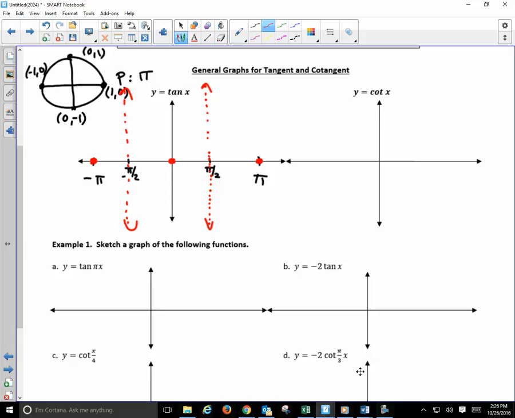Now, the shape that the graph makes is like this. It follows along the asymptote until it crosses through, and then it follows along the asymptote on the other side. It continues to repeat itself over and over and over again, making that same shape.